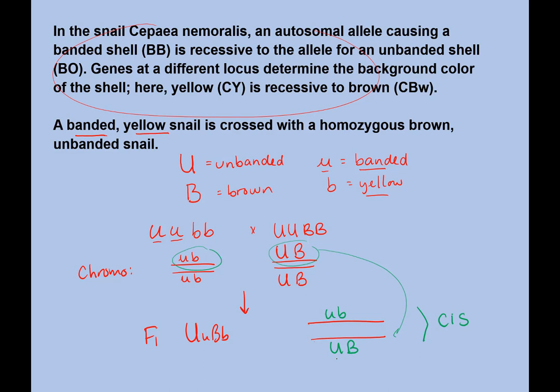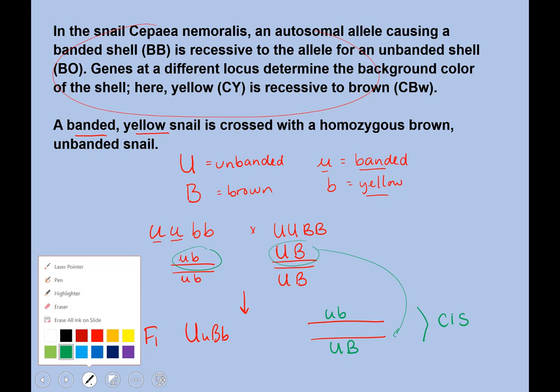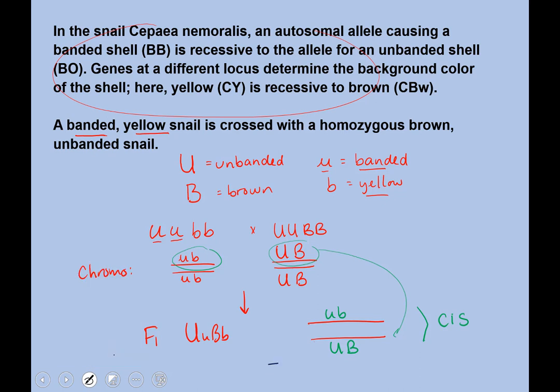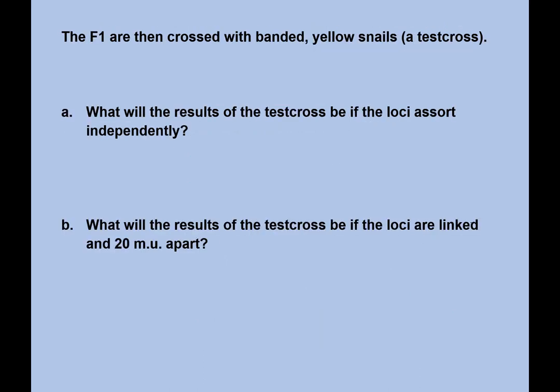So the question goes on to say that the F1 is crossed with a banded yellow snail, right? A test cross. So it's little u, little u, little b, little b. Right, that's what the chromosomes look like. What will the results of the test cross be if the loci assort independently?